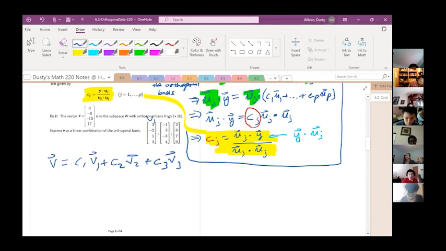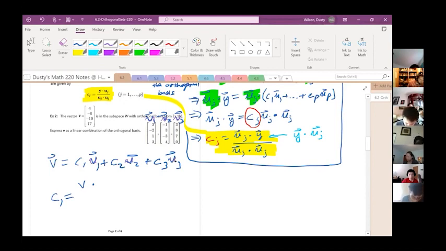Here's my V1, my V2, my V3. And we need to find those C1, C2, and C3. So if I want to find C1, C1 is going to be V dotted with, oh, let me change from V's to U's. I'm sorry, I want to clean this up so the notation stays consistent for you. So instead of calling this V1, let's call these U1, U2, U3. That'll make the notation line up a little better with what we had before.